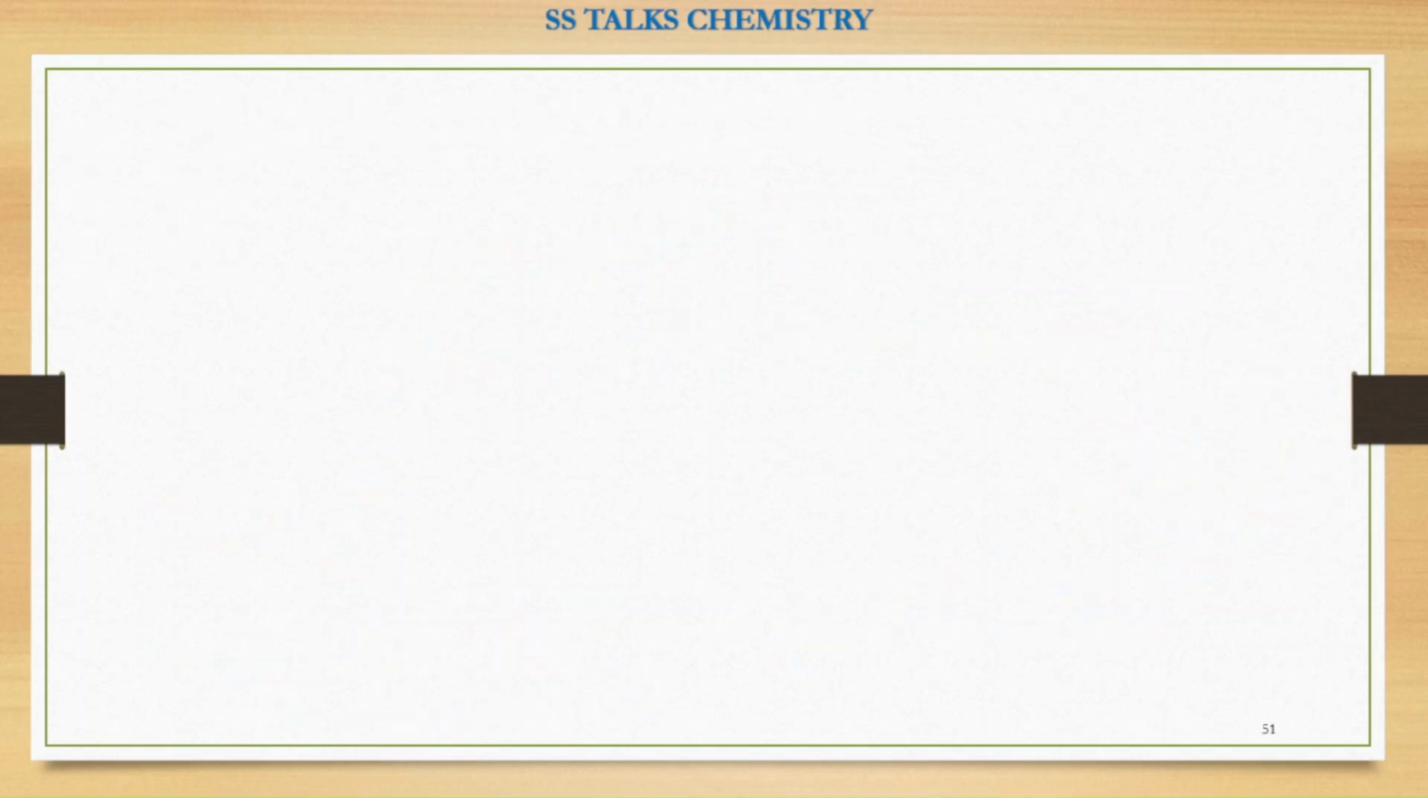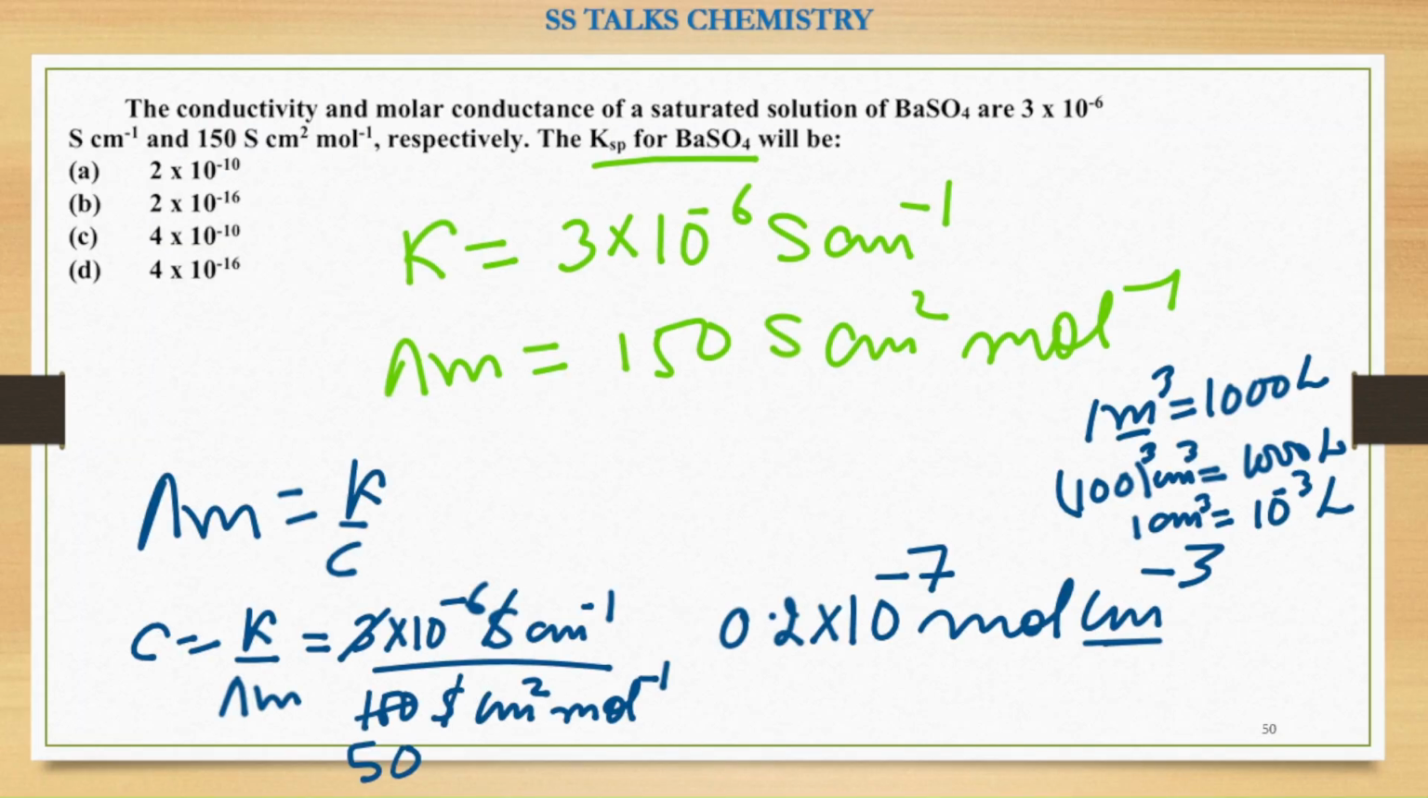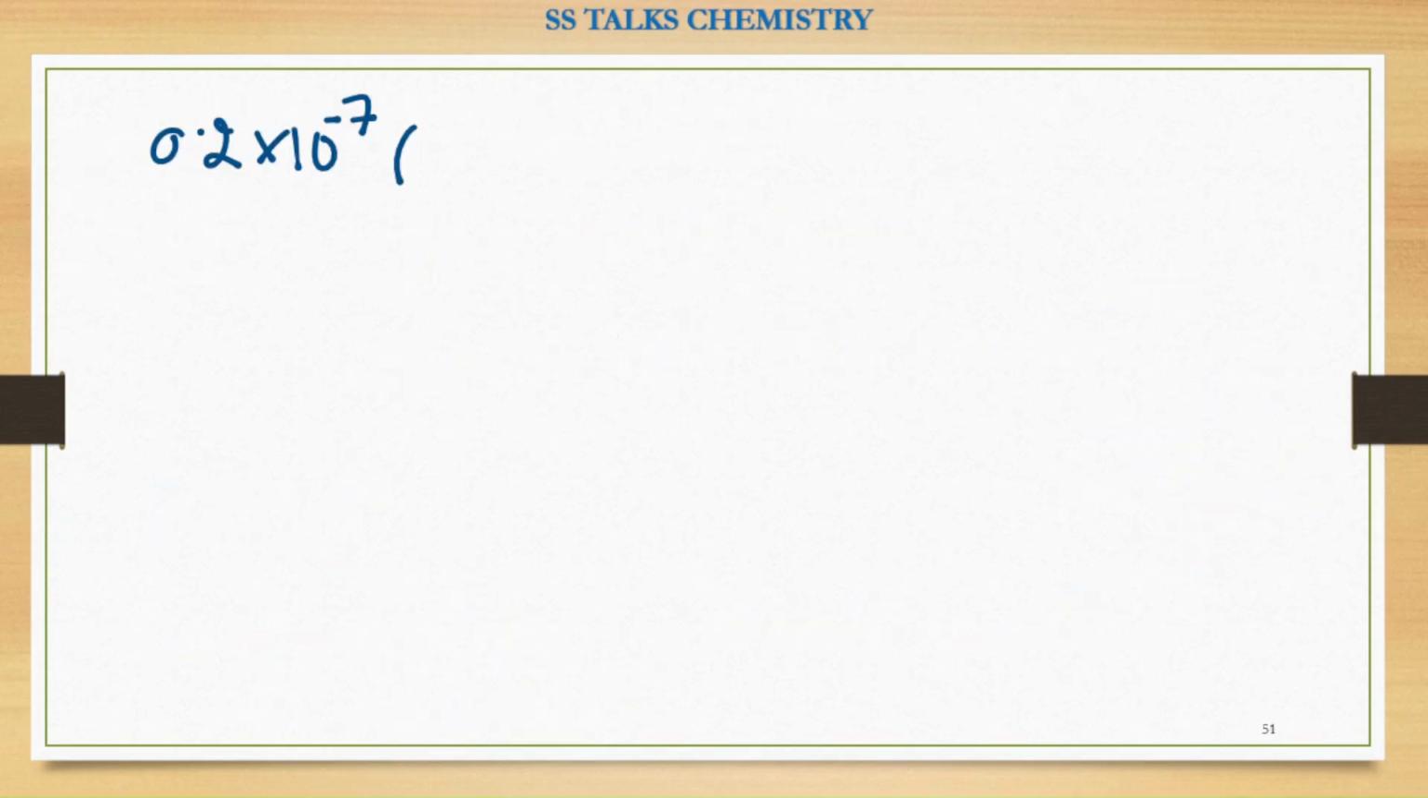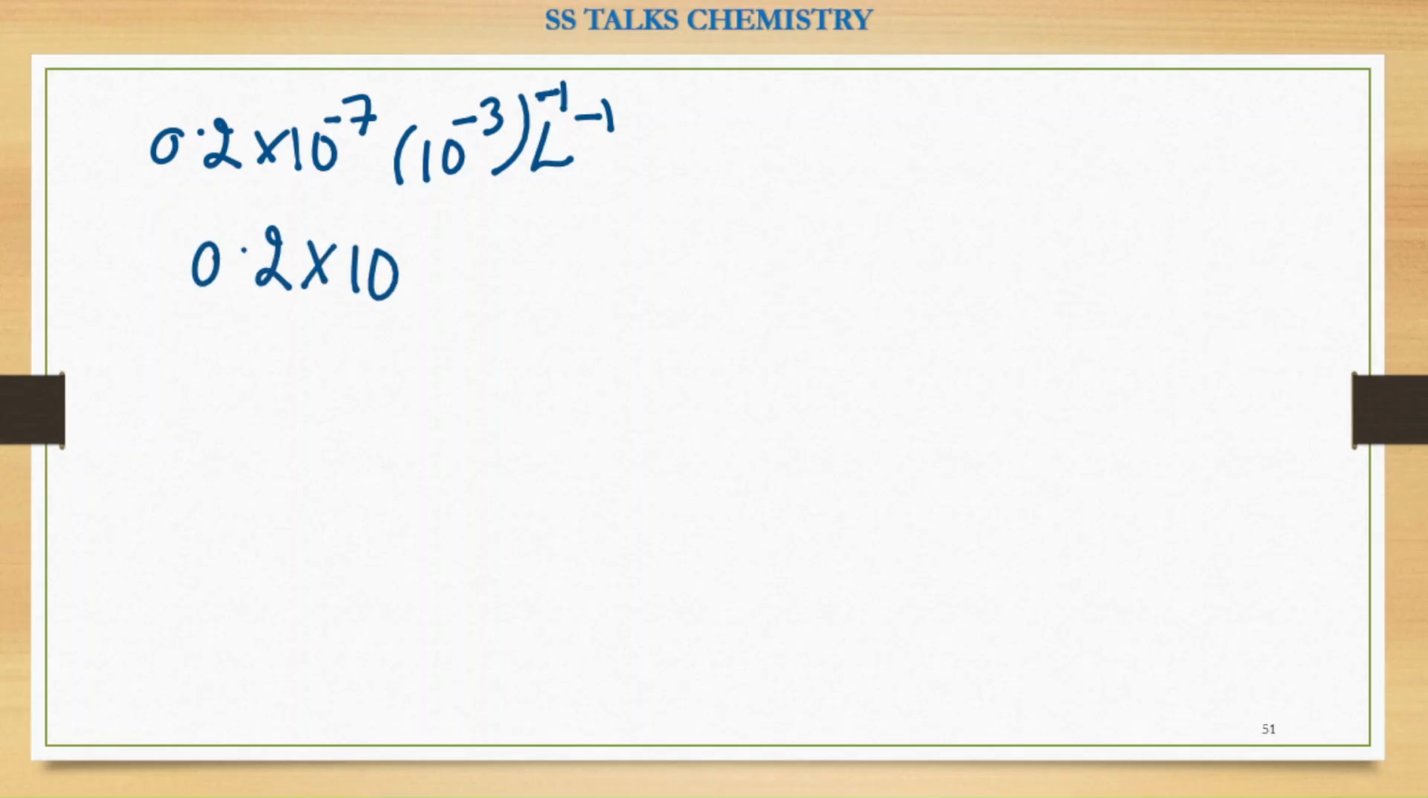So we are getting 0.2 into 10 raised to the power of minus 7 mole per centimeter cube. In place of this centimeter cube, it's going to be 10 raised to the power of minus 3. This is minus 1, and you are getting it in per liter terms. Right? So this is going to be 0.2 into 10 raised to the power of minus 4. This is in mole per liter, or molarity concentration, we are having.